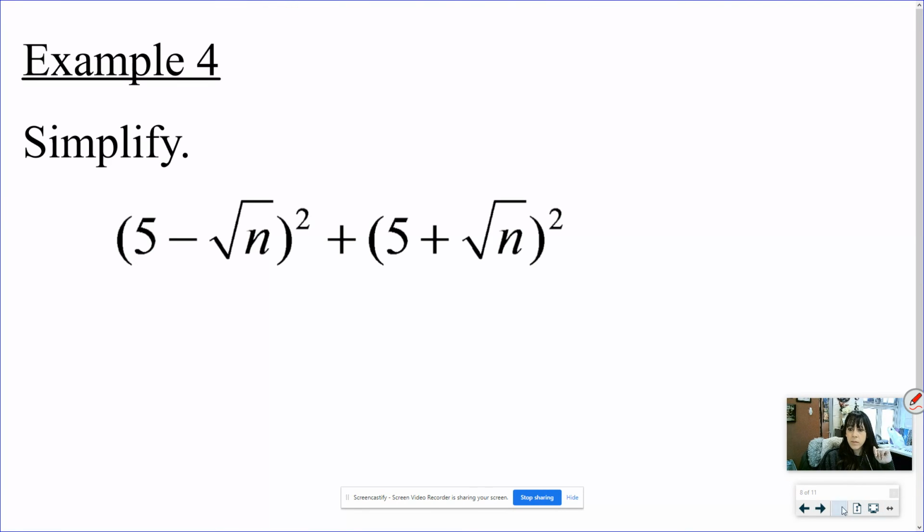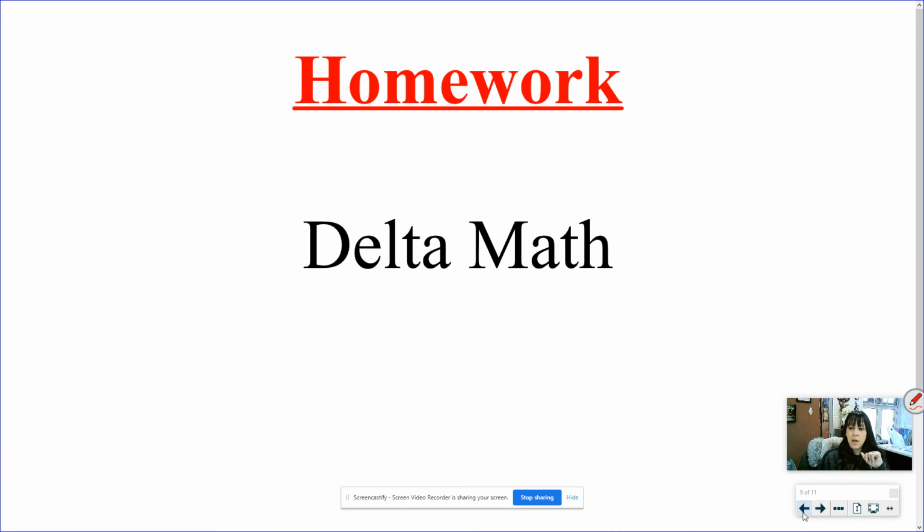I think I will skip this problem for now because it seems a little bit excessive for what we're doing at the moment. And I'll just say you should have enough information now to go ahead and do your Delta Math assignment. Remember that Delta Math also does have videos that you can watch in each lesson if you get stuck and just need a little bit of extra help.